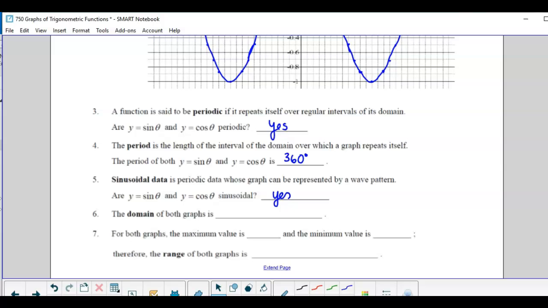Okay, the domain of both graphs, well, this goes on forever. So the domain, was this x or theta? This was theta. So the domain here is all values of theta, where theta is an element of the set of real numbers. Okay, so the maximum value we talked about is 1 and the minimum is -1. So that means the range is between those values. Remember, I put the lowest, highest, and then in between y, and then my inequality signs.